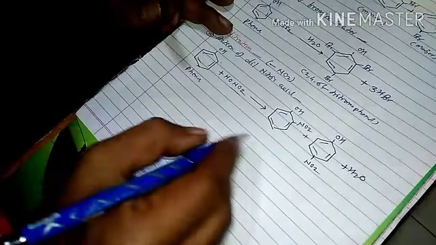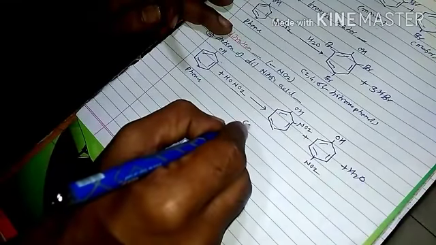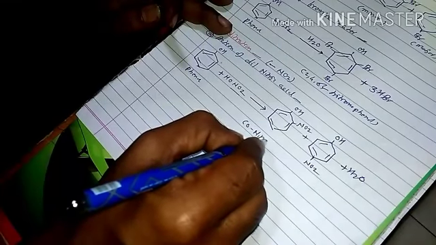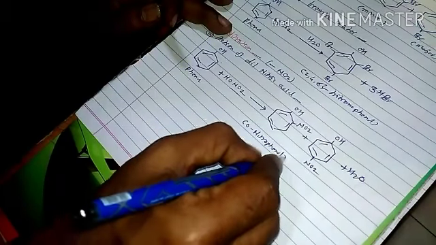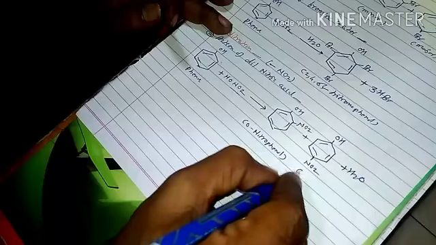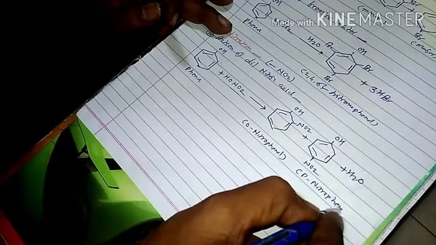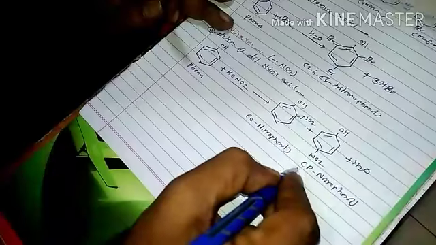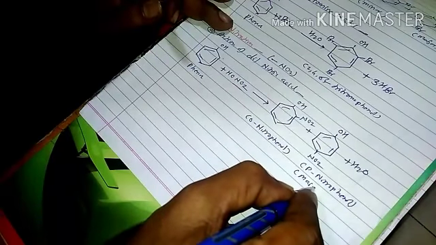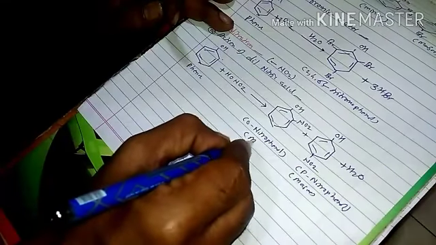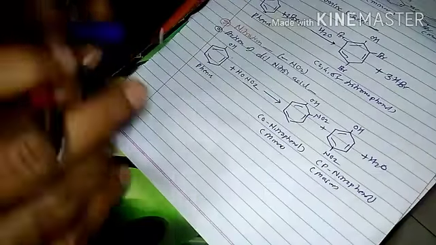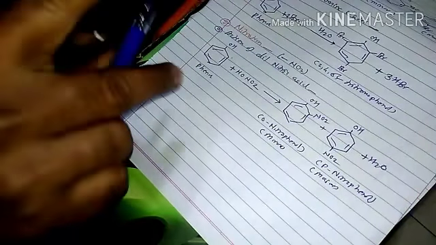This is a balanced reaction. So what is the name of this compound? Ortho-nitrophenol. Now this position is the para position, so its name is para-nitrophenol. Now again, this is a major product and this is a minor product. Means what? These molecules are formed more and these molecules are formed less.